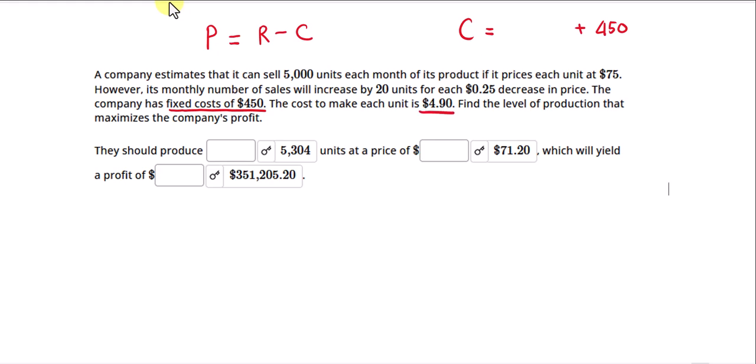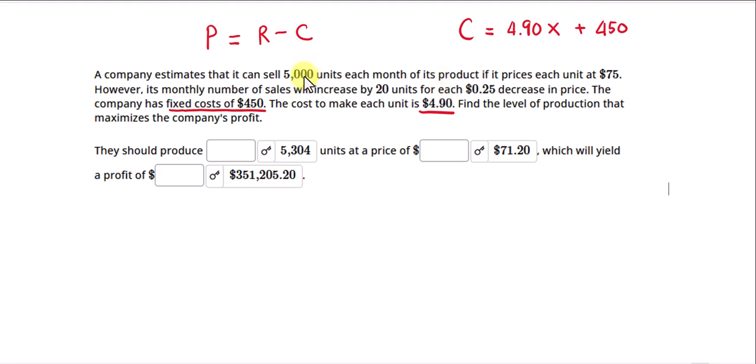So $450 is a constant, and then the cost to make each unit is $4.90. That is the slope of the cost function, $4.90, and let x be the number of units. So 4.90 multiplied by x, because 4.90 is the amount for each unit. So we multiply by the number of units x, and we add the fixed cost of 450. So it's easy to get the equation for the cost, but now we have to find the equation for the revenue.